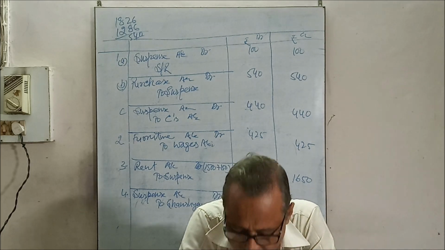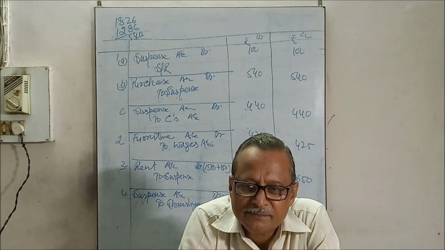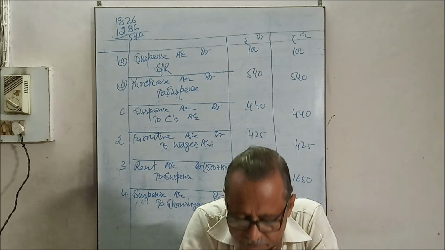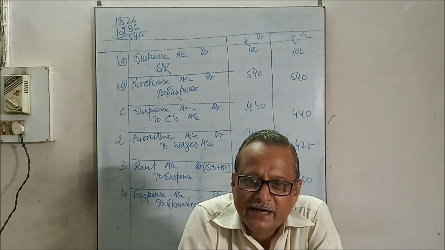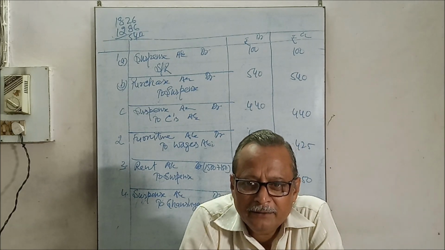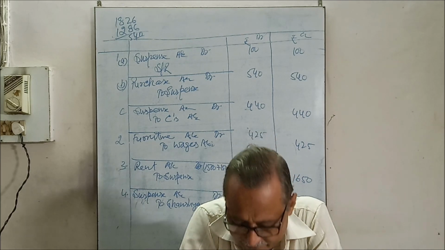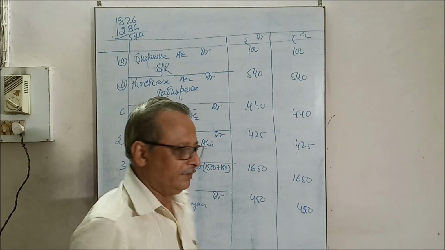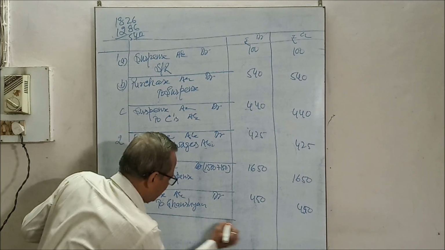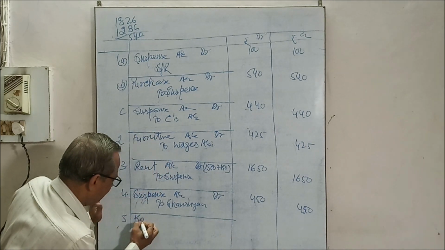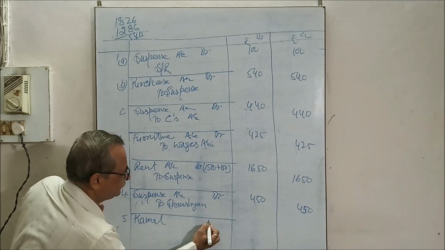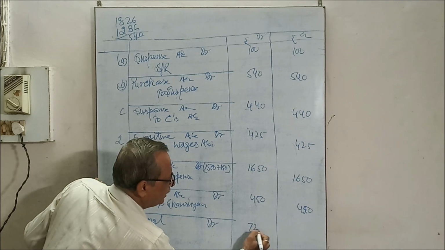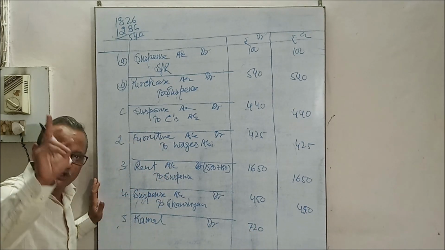720 paid to Kamal has been debited to Kamlesh's account. Kamal should be debited by 720, but wrongly Kamlesh was debited by 520. So here Kamal should be debited. Debit the Kamal, Kamal debit 720. Kamlesh should not be debited.